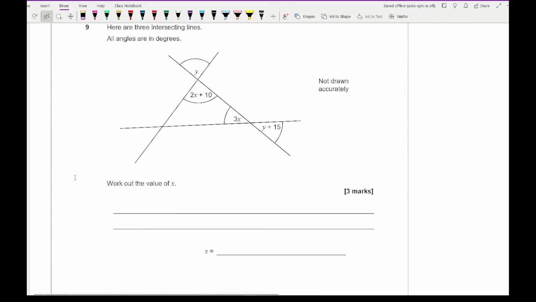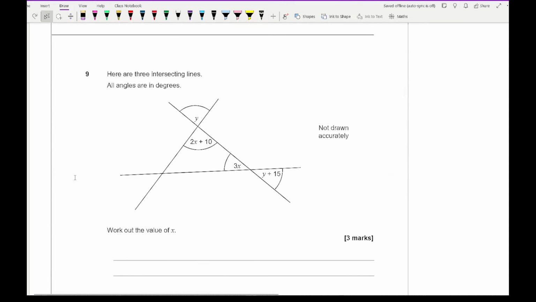Then moving on to our last question, it says that here are 3 intersecting lines. All angles are in degrees, and obviously it's not drawn to scale. The question is asking us to work out the value of x. For this, I need to know my angle properties. I should know that these two angles here are opposite, so 2x plus 10 must equal y. The same thing applies with these two angles here, they're also opposite, so 3x equals y plus 15.